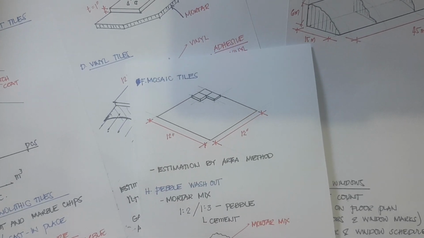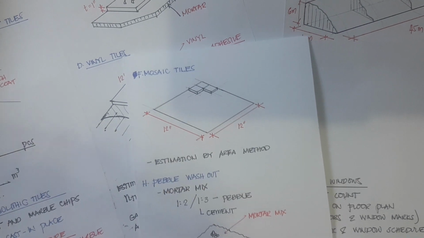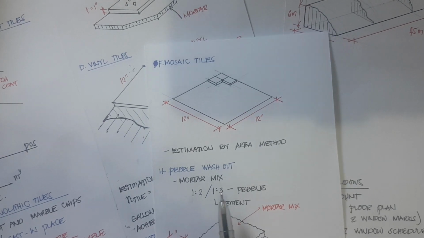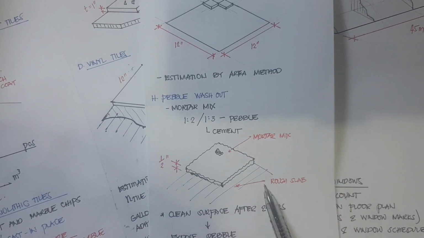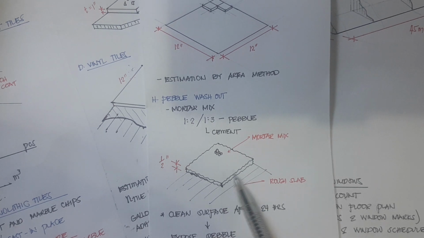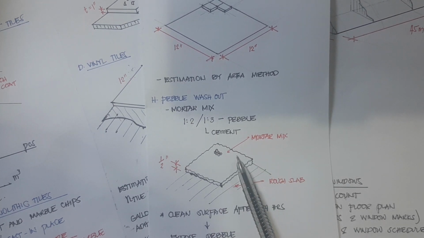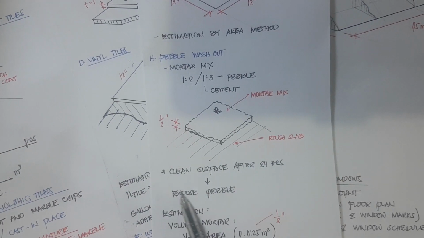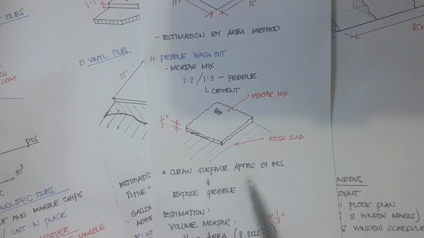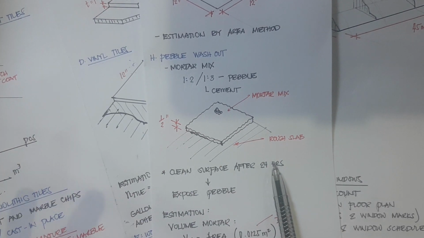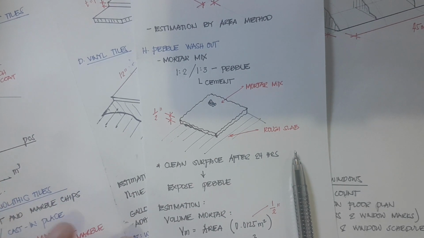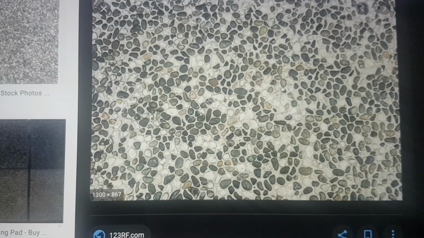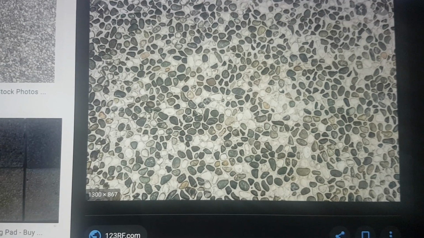Next would be the pebble washout. For the pebble washout, it would be a mortar mix of 1:2 or 1:3. So, you have here your rough slab, then your mortar mix, then your mortar mix plus the pebble. Then, after 24 hours, you wash the top surface of the slab to expose the pebble. This is what pebble washout looks like.